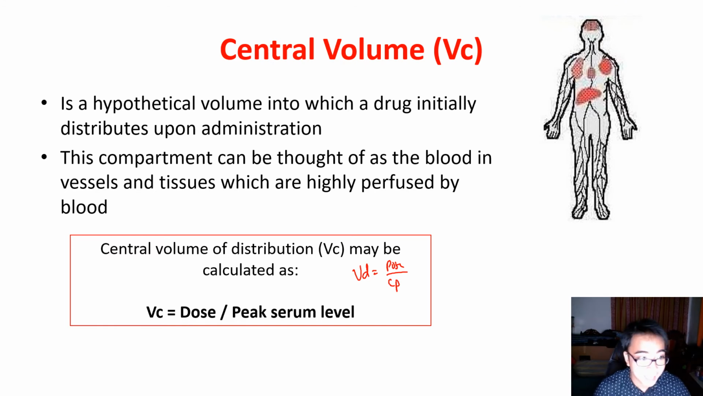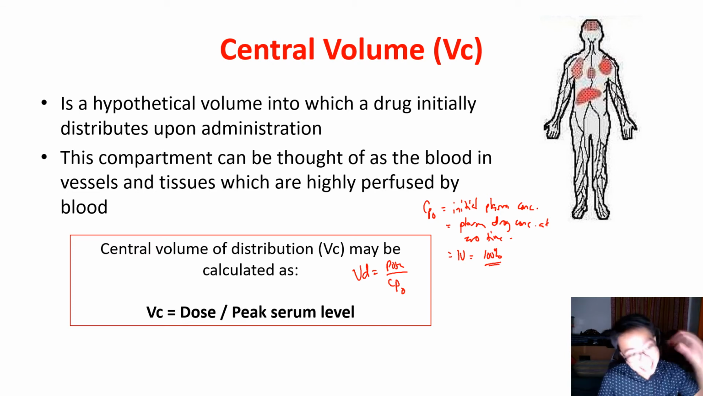Pero let's be more precise nga pala, class. Anong CP to? This is CP sub 0. Or sabi natin, pag CP sub 0, that's the initial plasma concentration. Or we call this the plasma drug concentration at 0 time. Okay? And oftentimes, class, if this is given intravenously, then that should be 100%. Okay? Meaning, it will be at its maximum. The plasma concentration will be at its maximum.